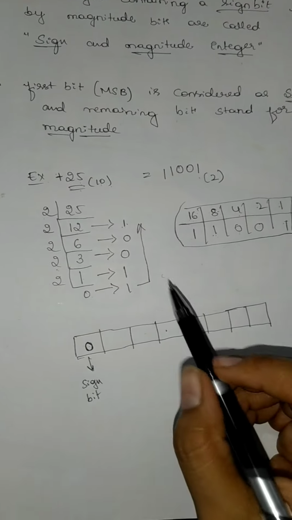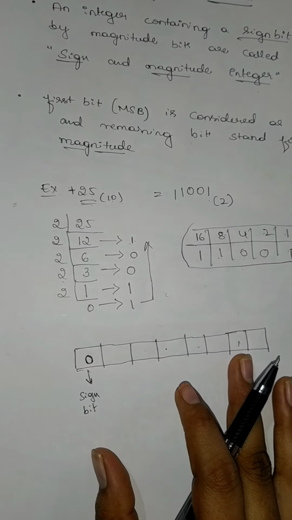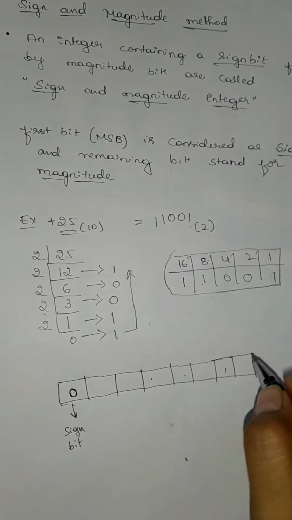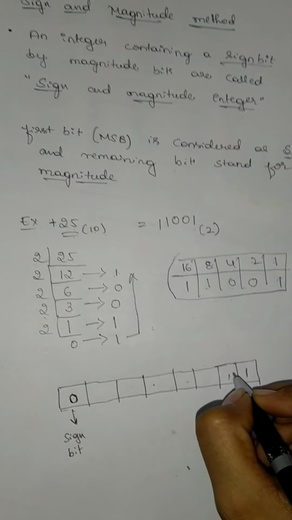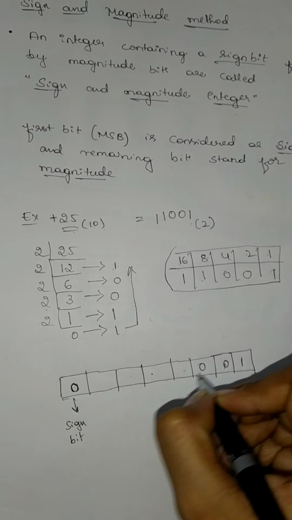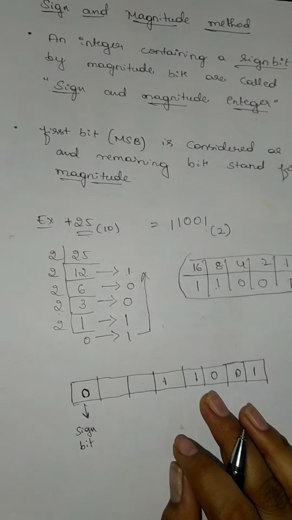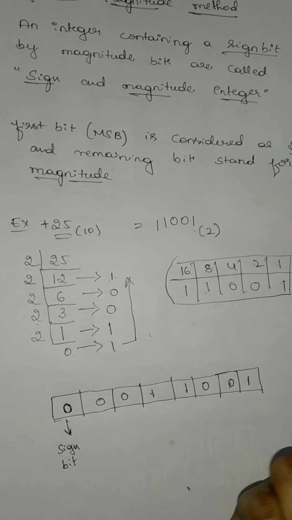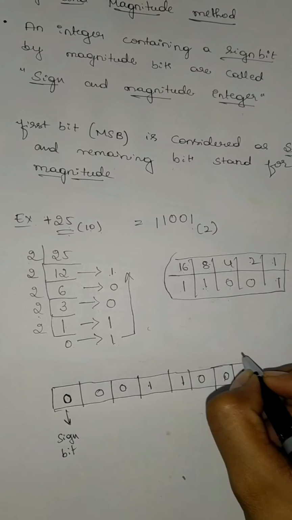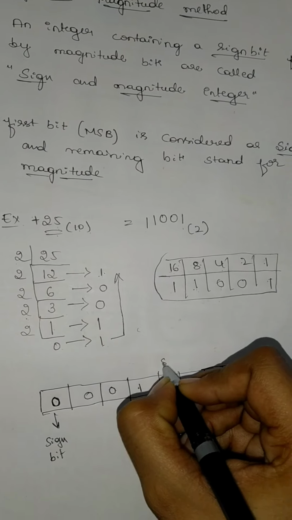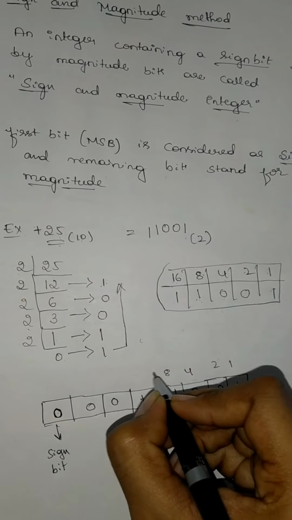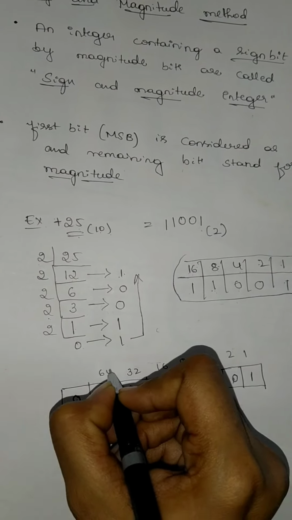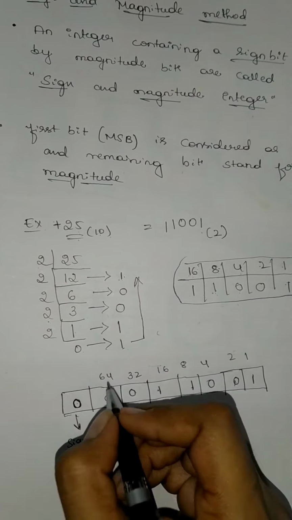So the remaining will be magnitude values. How to represent these magnitude values? We have to write the number from the last: 1, 0, 0, 1, 1. Okay, the remaining 2 boxes must be filled with 0. So this represents 8, 4, 2, 1, 16. So 16 into 2, 32, 64. Then this becomes 128.